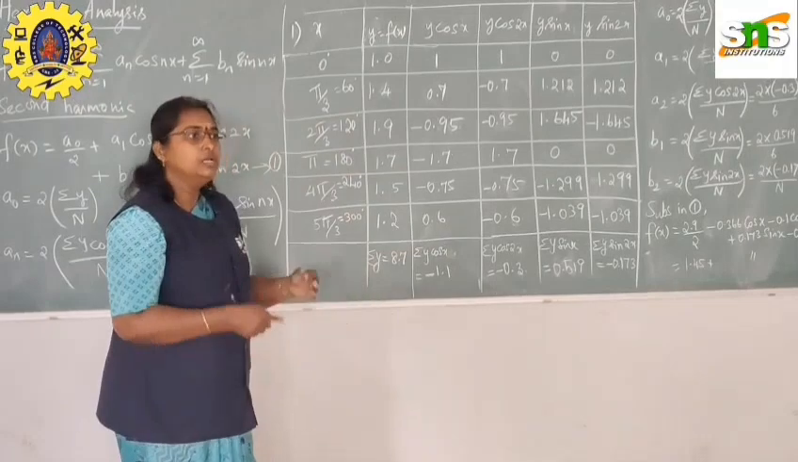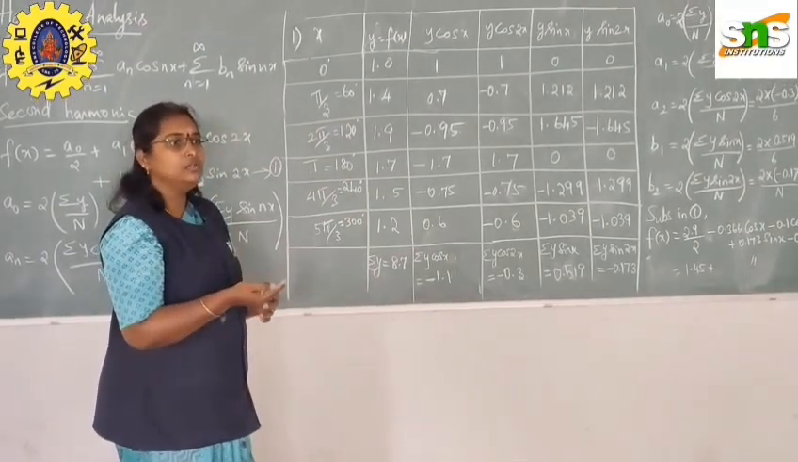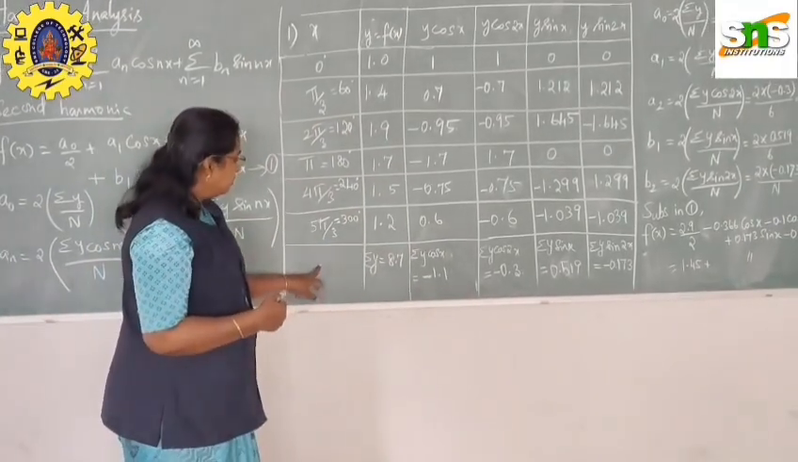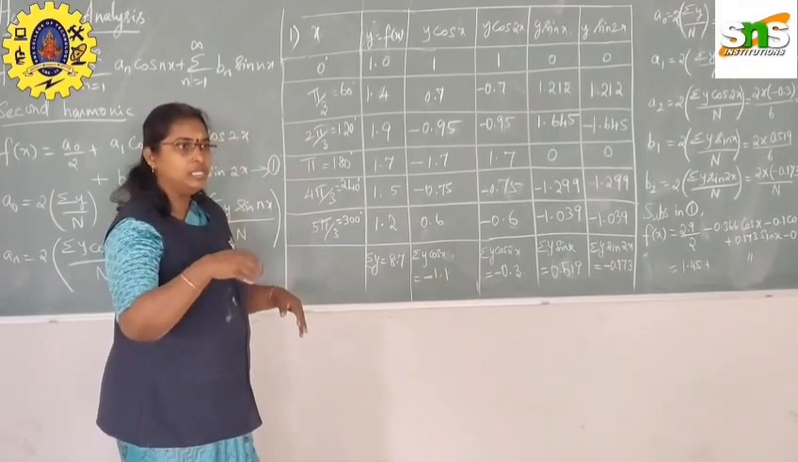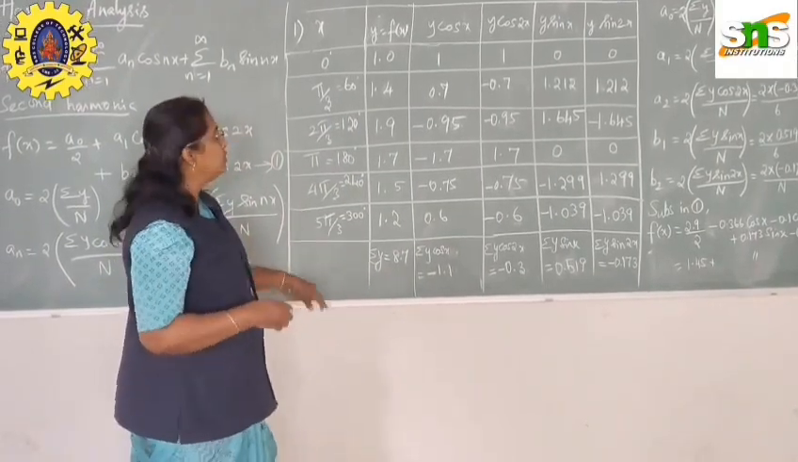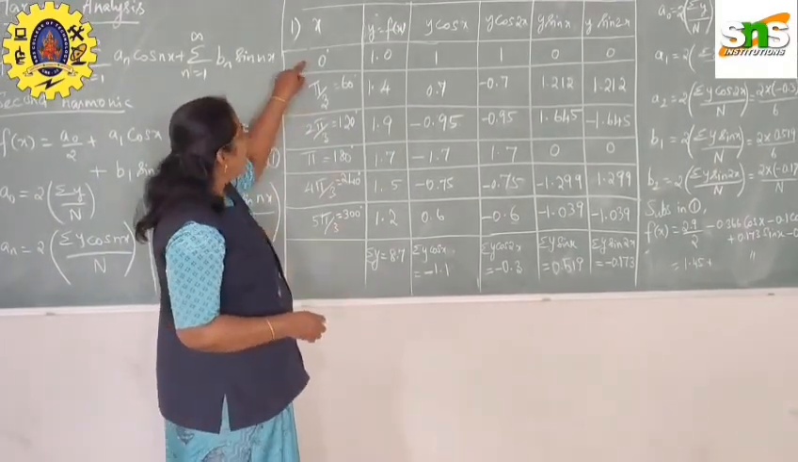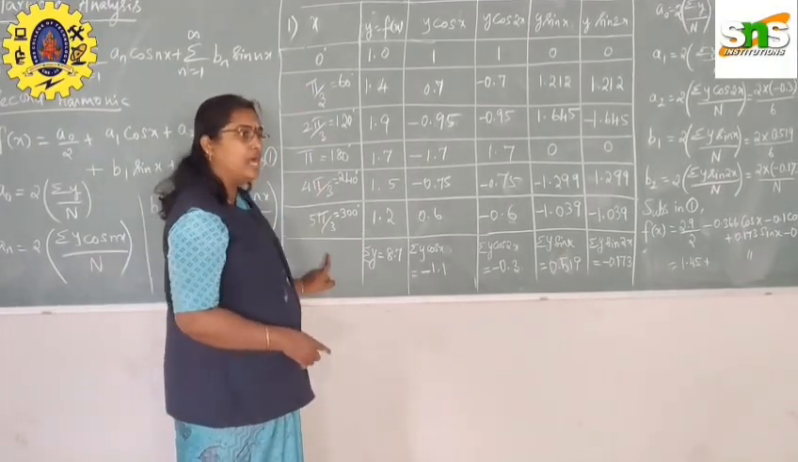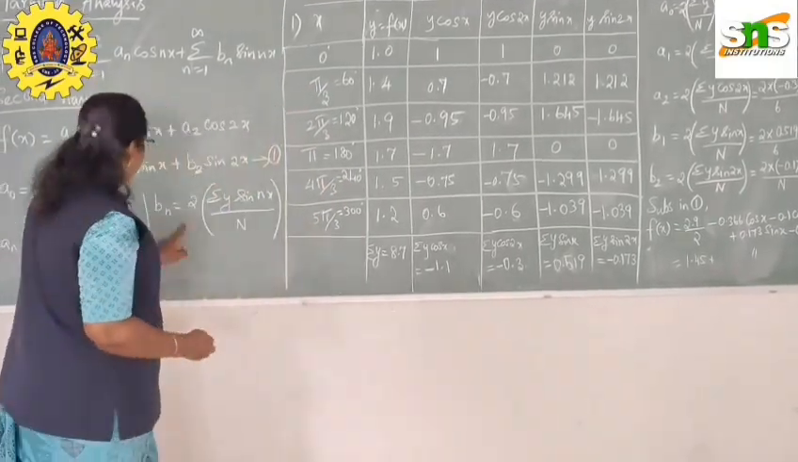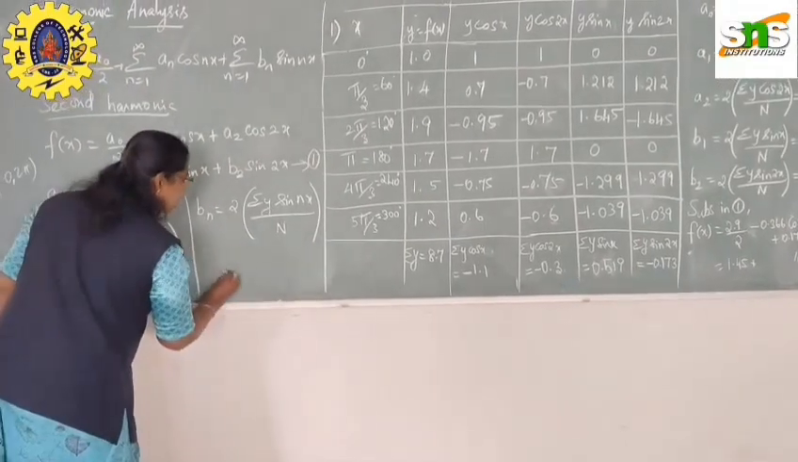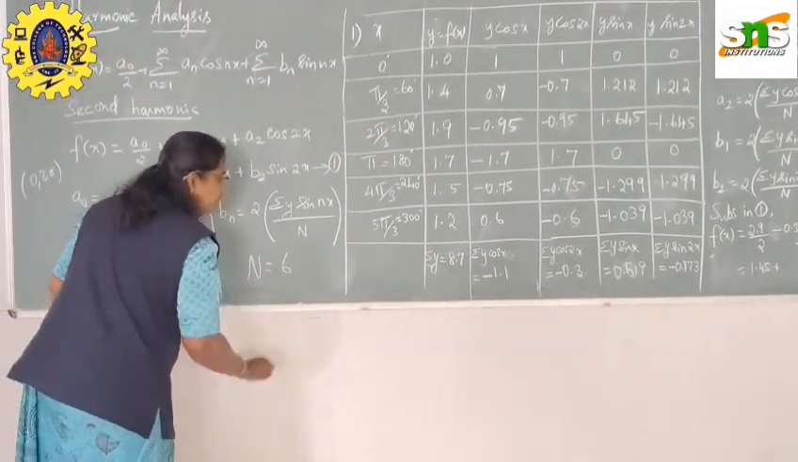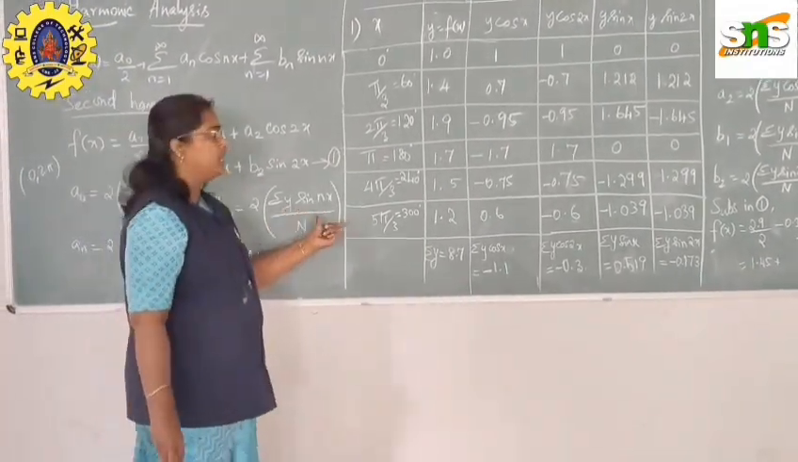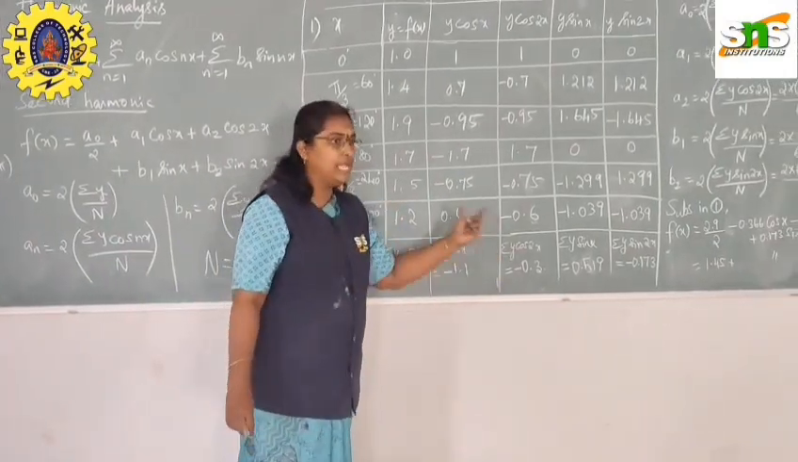In our sum, the first and last values have the same angle, that is 0 and 360 degree. So we omitted the last one, and counting 1, 2, 3, 4, 5, 6, we have 6 values in the table. That's why n equal to 6. Okay, only the numerator value we need to calculate, and the numerator value we are calculating here.